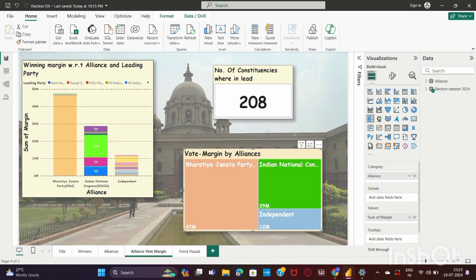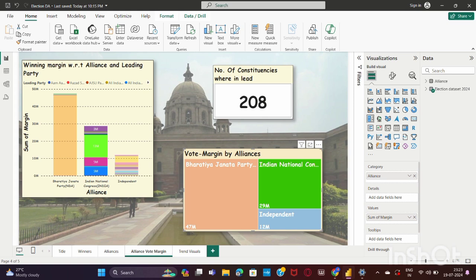Then we have the vote alliance margin, which helps us in visualizing the vote margin by which each alliance won and the number of seats under the corresponding alliance. For example, INDIA won 208 seats with an overall margin of 28.6 million votes.